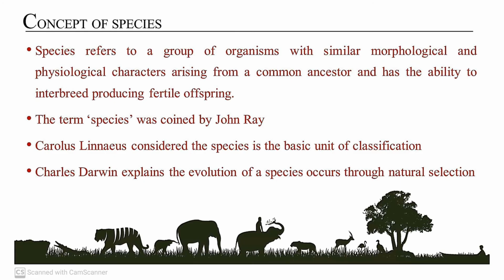Species, already we studied in botany, the same thing is here. It refers to a group of organisms with similar morphological and physiological characters arising from a common ancestor, and they have the ability to interbreed to produce their offspring. The term was coined by John Ray, and Carolus Linnaeus defined the species as the basic unit of classification, and Charles Darwin explained how species have evolved through natural selection.